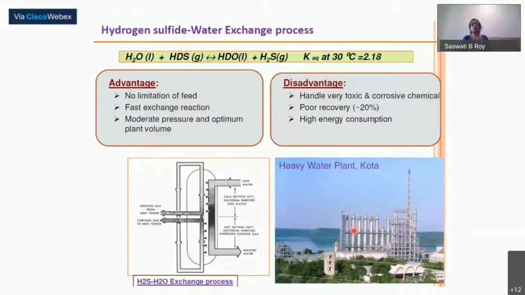Advantage of this process, though, is limitation of the feed. As written here, water is available and H2S is also available, but you have to take it from supplies where H2S gases are generated as a source. And H2S being very toxic and corrosive, you have to take care of all conditions. So safety is a very big concern here. And the exchange rate is higher compared to other processes. A moderate pressure gives the optimum plant volume.